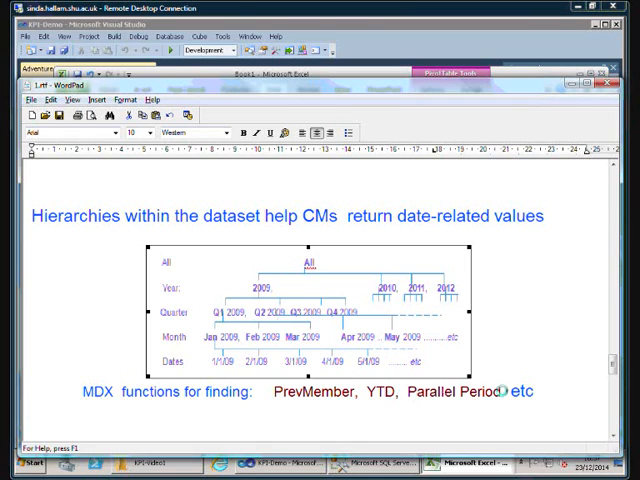Parallel period is, if we are in April and May 2009, then the parallel period previously is 2008, April to May. Or if we're on the 2nd, 3rd and the 4th of January, the parallel period, if we went 1 month forward, would be the 2nd, 3rd and 4th in February, for example. So the MDX, the multidimensional function, makes a great deal of use of these date-aware queries.